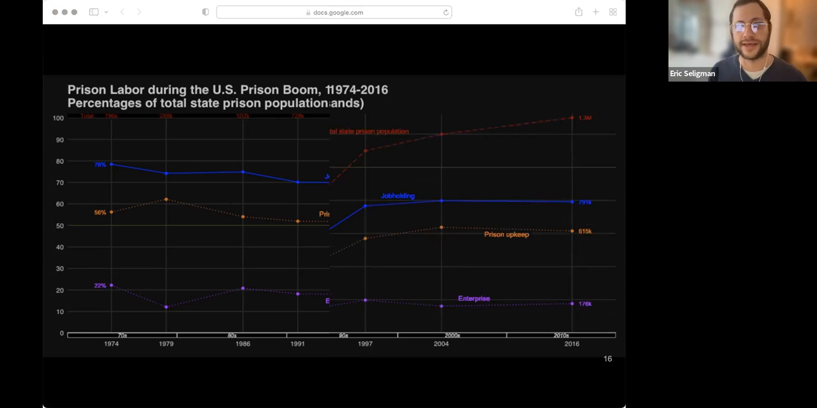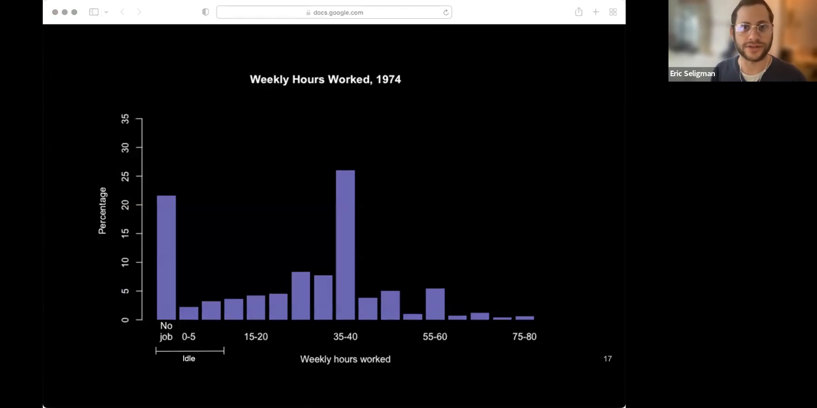And this is what this looks like in absolute figures. And you can see there are actually declines in absolute terms after 2004 in job holding, which is a remarkable fact. So this doesn't reflect how many hours per week each job represents, so we'll turn to that now.